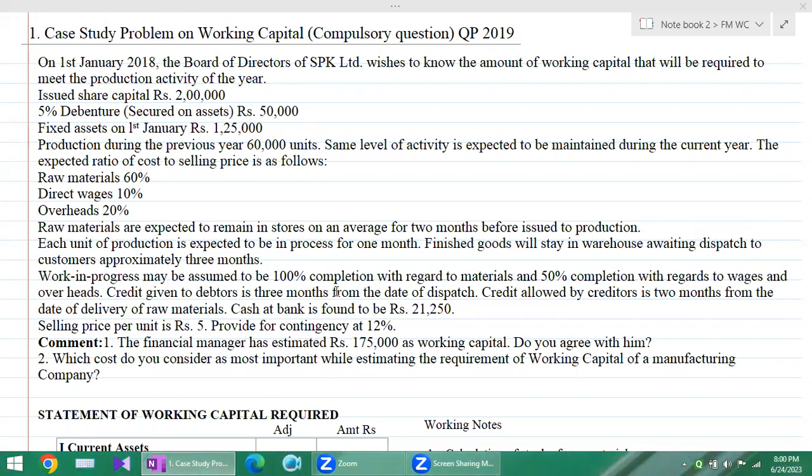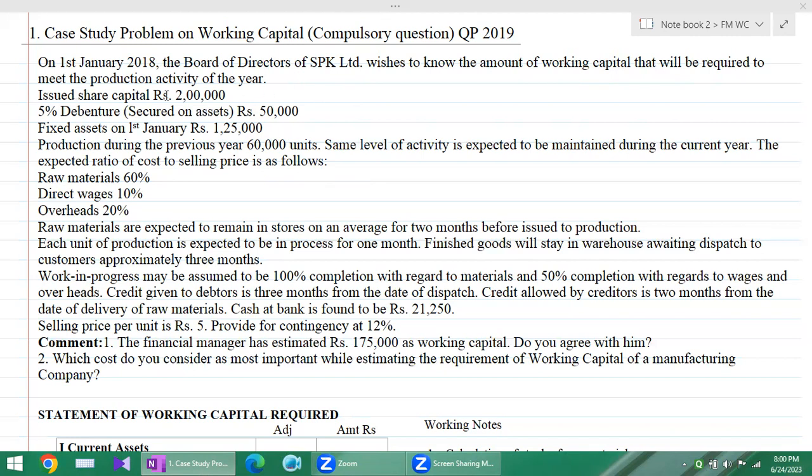It's a lengthy problem where you will have to read very carefully, so that you should not leave a single point while solving the problem. Okay. So on 1st January 2018, the Board of Directors of SPK Limited wishes to know the amount of working capital that will be required to meet the production activity for the year. So here they wish to know the working capital amount.